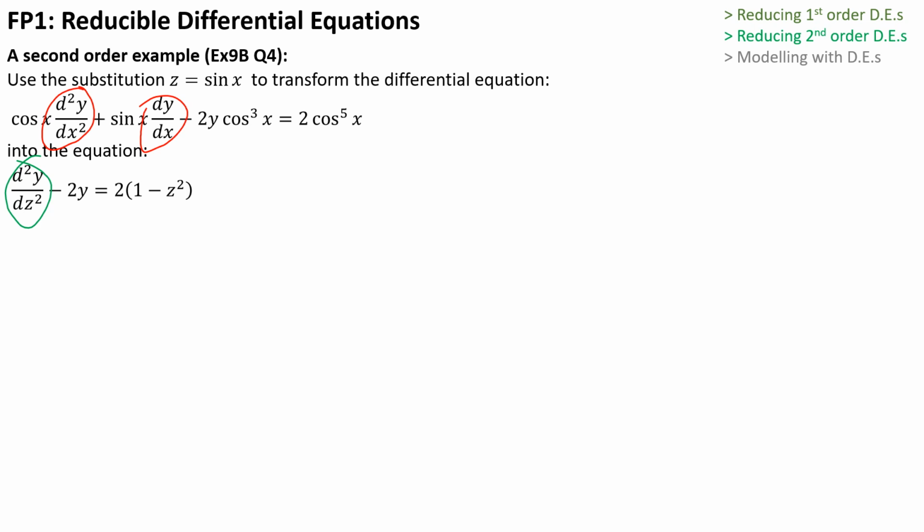Now, the first thing we do is pretty much the same every time. We're going to use the substitution we're given to form a link between derivatives. So I'm just going to differentiate z equals sine x with respect to x. That gives me dz by dx. And on its own, dz by dx doesn't look particularly useful. We have already an equation with derivatives linking y and x.